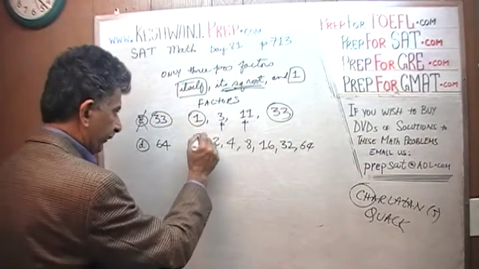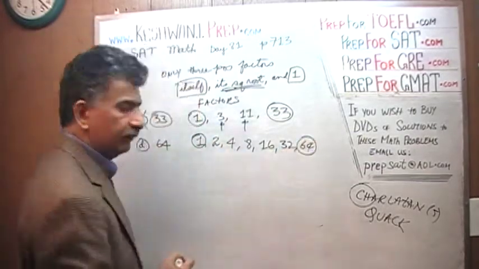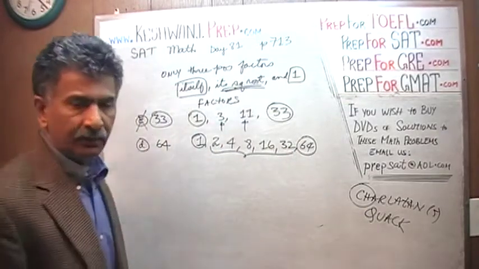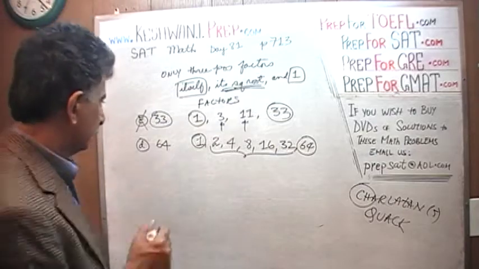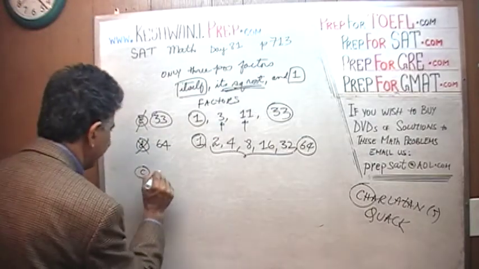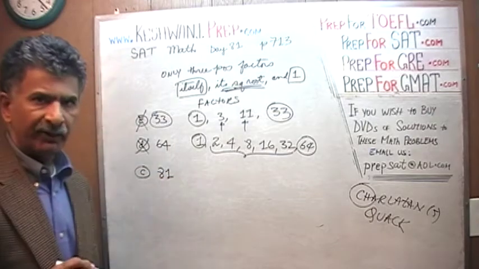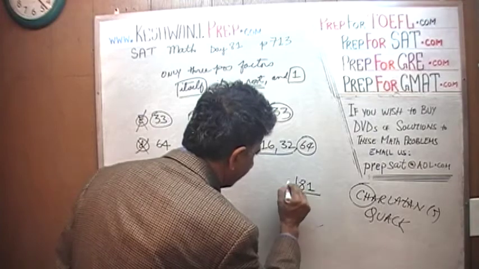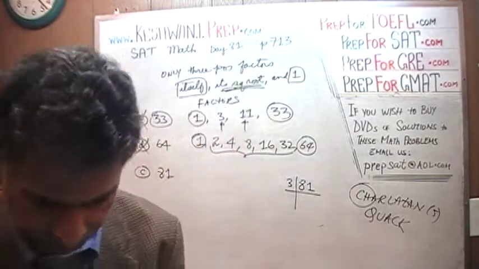So of course any number can be divided by 1 and itself, but in addition to it, it is supposed to have only one other factor, which happens to be a square root. That does not work. How about C? C is 81. What are the factors of 81? Let's find out, shall we? 81, just divide by 3.